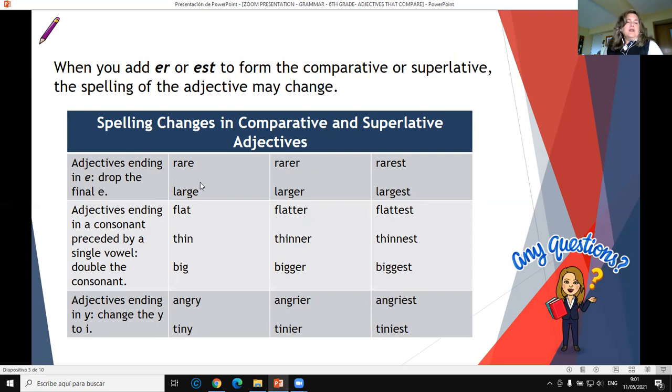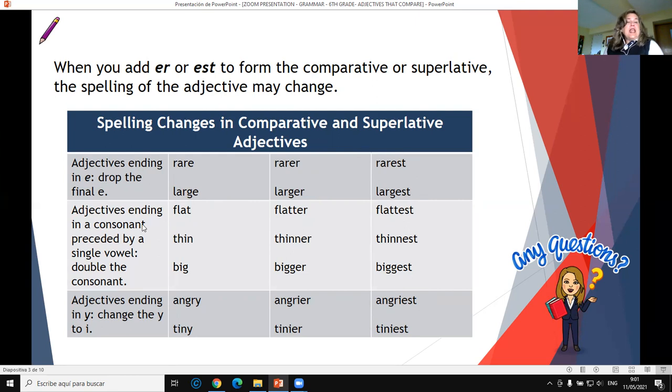With large, another example, you drop this E and you add ER. So you have larger for the comparative. And for the superlative, you again drop the final E from large and you add EST. So you get largest as the superlative form, okay?